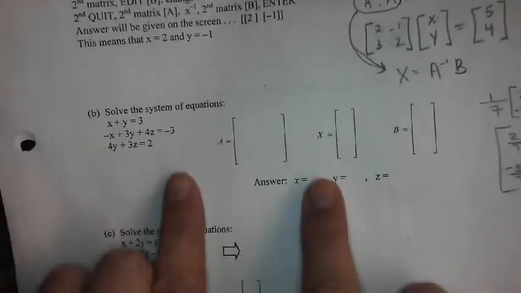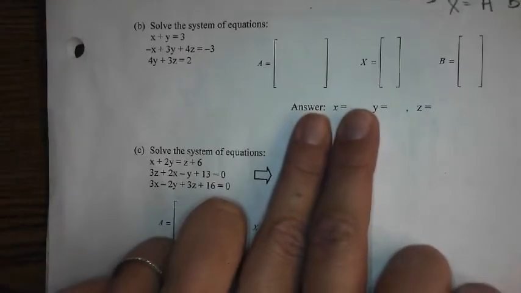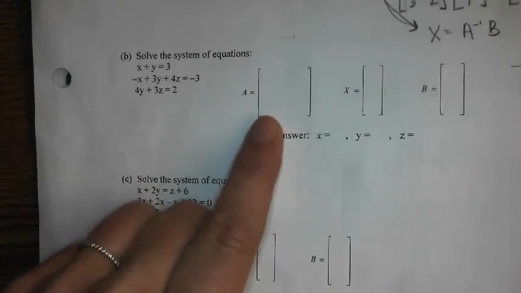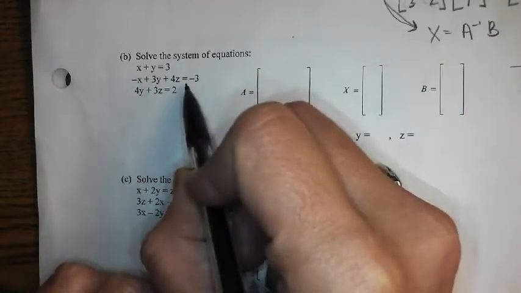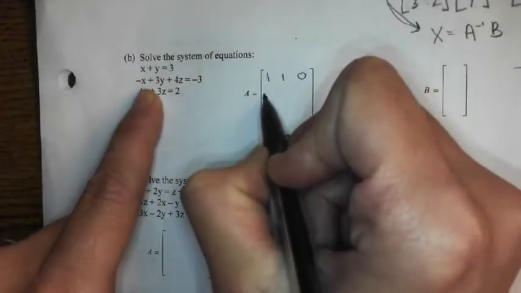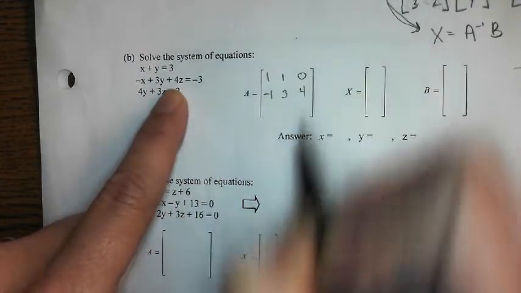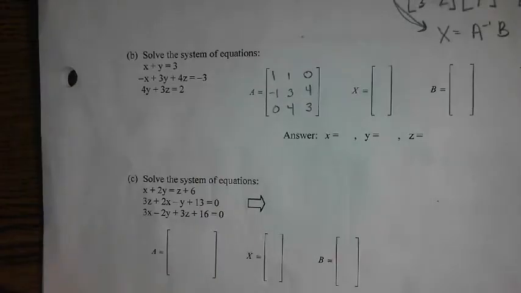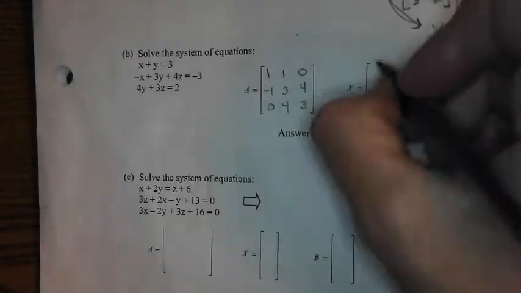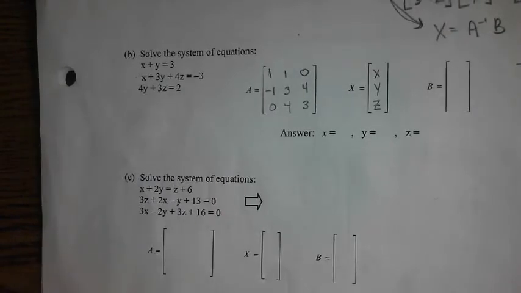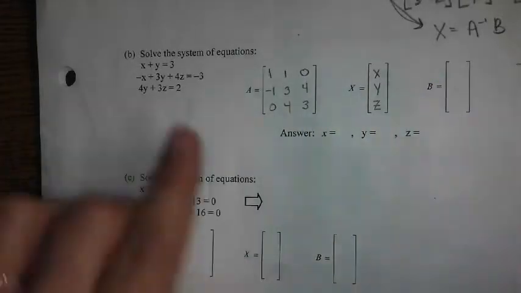Okay, how about this? On your own, do you think you're ready to try this one? Oh, yeah. I'm ready. All right, I'll do this one with you, then you can do the last one on your own. So, matrix A is going to be, now we have 3 variables, 1x, 1y, 0 z's. -1x, 3y, 4 z's. 0 x's, 4 y's, 3 z's. Your X matrix is X, Y, Z. Follow? And your B matrix is 3, -3.